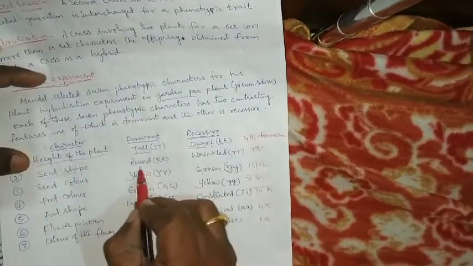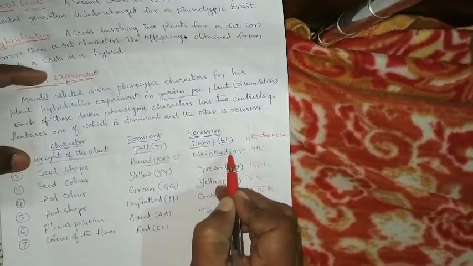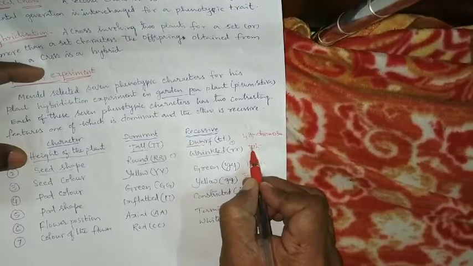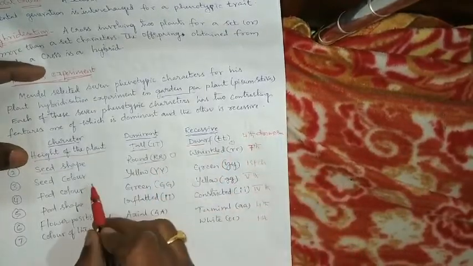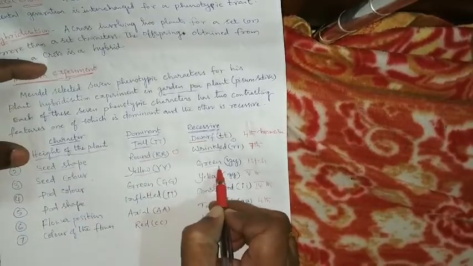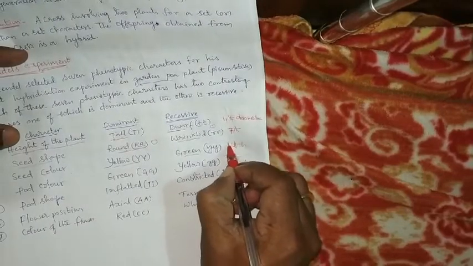Next, round and wrinkled seed shape is present on the 7th chromosome. This is a very important point to note: the 7th chromosome. Seed color, yellow seed and green seed, is on the first chromosome.